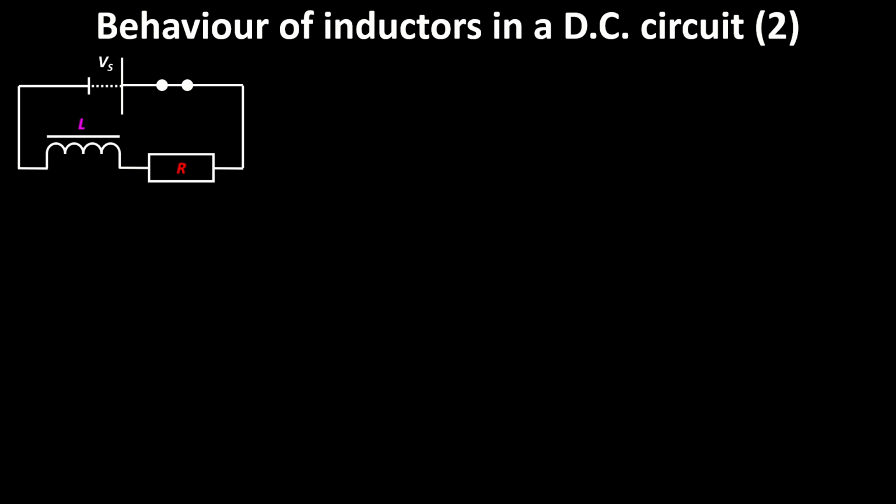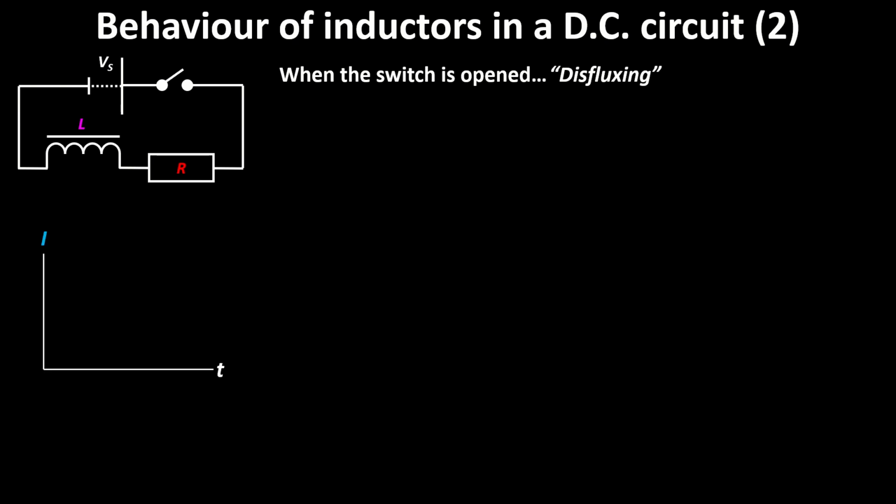But when you then open the switch, this is when we go what I call disfluxing. If we think about current first of all, opening the switch forces the current to rapidly drop from its initial value to 0. Now, when you close the switch, the rate of the increase is limited by the inductor. The inductor generates a back EMF which slows the increase, and that can take quite a long time. But when you open the switch, the switch is dominating that behavior. You're forcing the current to drop rapidly.